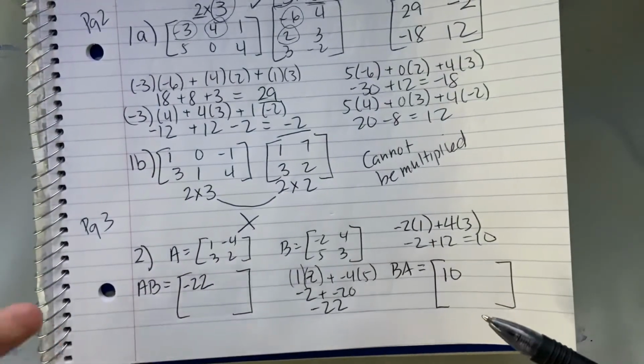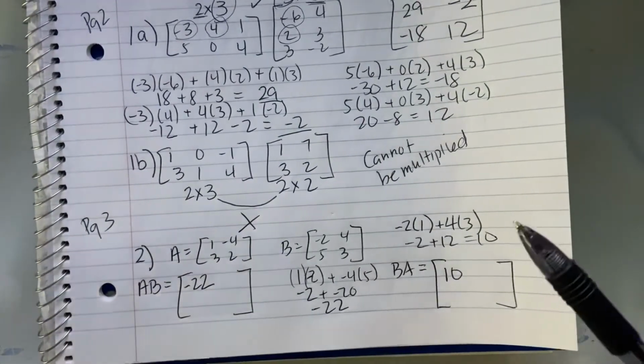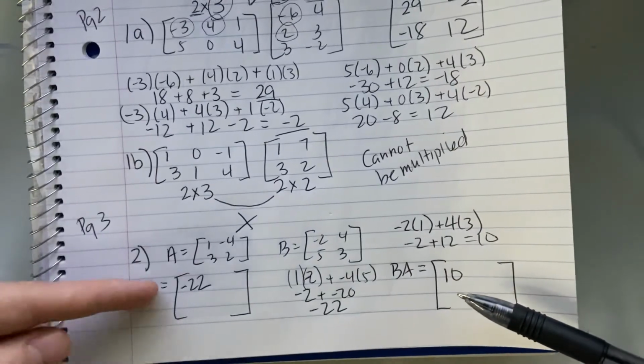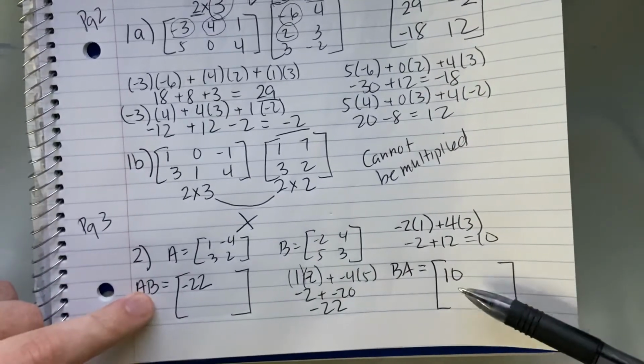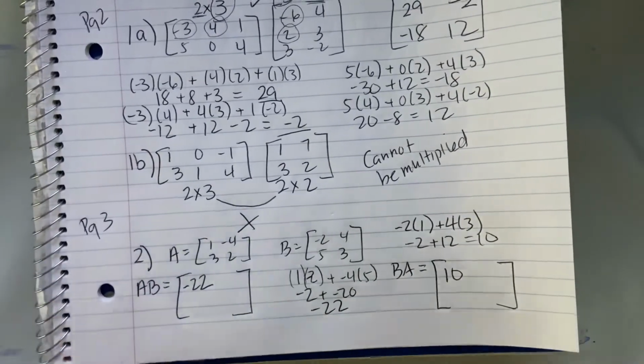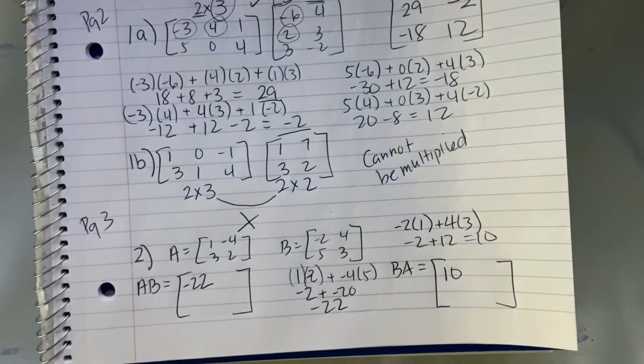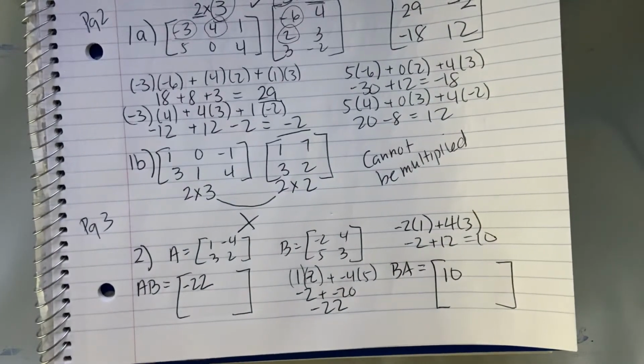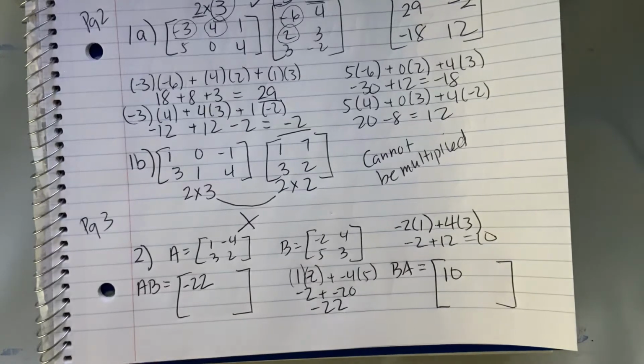Now you can already tell we're not even done with this yet. What do you notice about these two? If I go AB and BA, they're actually not the same. So unlike our normal system where we add or multiply, 3 times 4, 4 times 3 are the same, 5 plus 3, 3 plus 5 are the same. For matrix multiplication, they will not necessarily be the same.